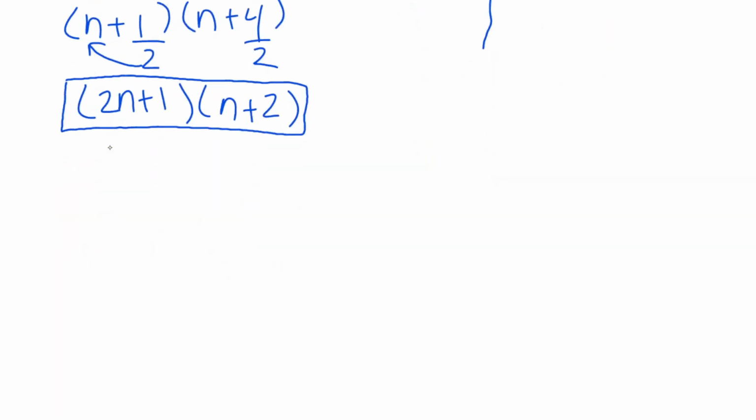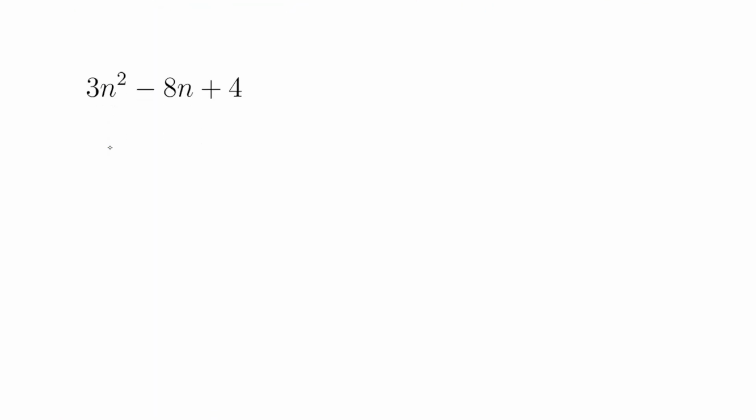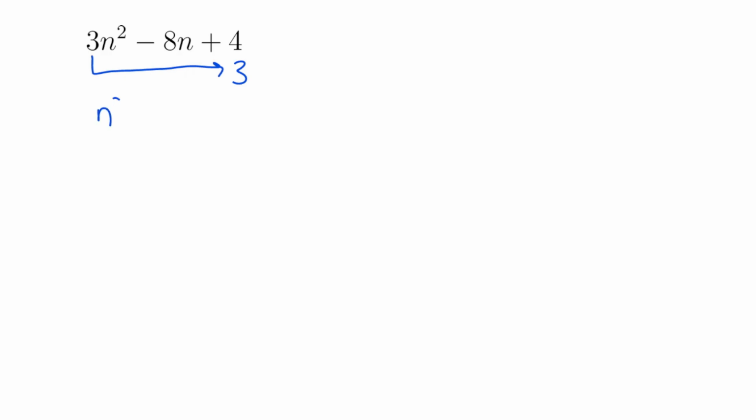Let's look at another example. Okay? In our second example, we have 3n squared minus 8n plus 4. Let's use our slide and divide method. We slide the 3 over underneath the 4. And now we're going to have n squared minus 8n. 4 times 3 is 12, so we're going to have a plus 12. And now c is equal to 12, b is equal to negative 8.